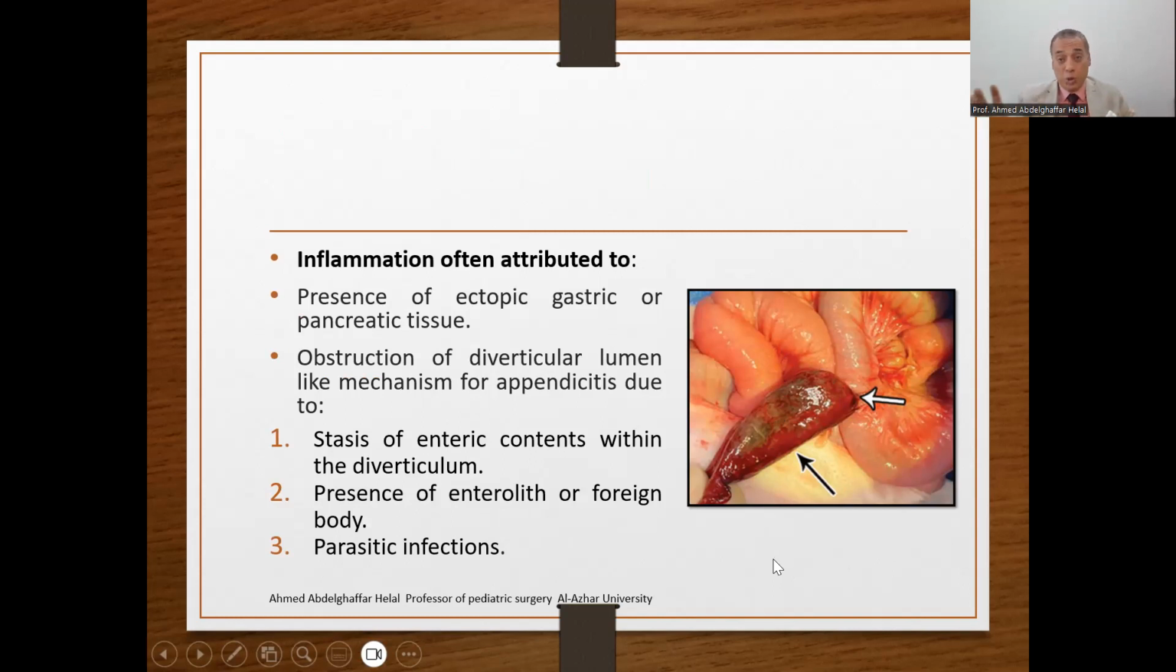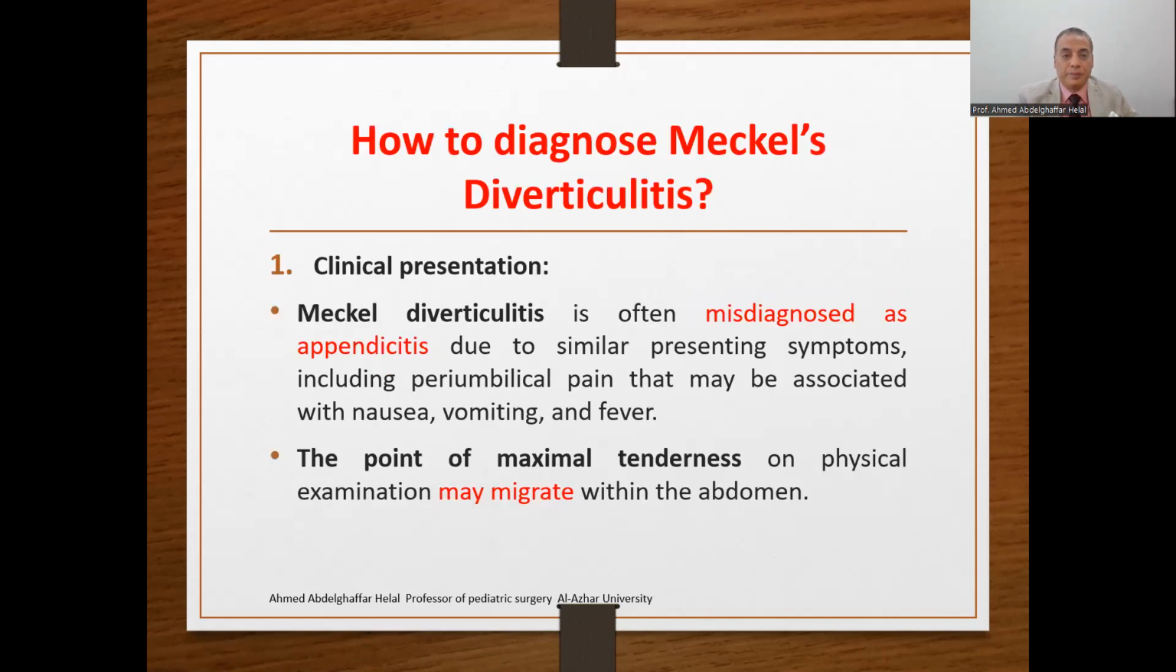So it presents clinically like an acute abdomen, like acute appendicitis. How to diagnose Meckel diverticulitis? Very important question. Number one, by the clinical presentation. Is it possible? Meckel diverticulitis is often misdiagnosed as acute appendicitis due to similar presenting symptoms, including periumbilical pain that may be associated with nausea, vomiting, and fever. However, the point of maximum tenderness on physical examination may migrate within the abdomen. It may not be exactly at McBurney's point; it may sometimes migrate inside the abdomen.